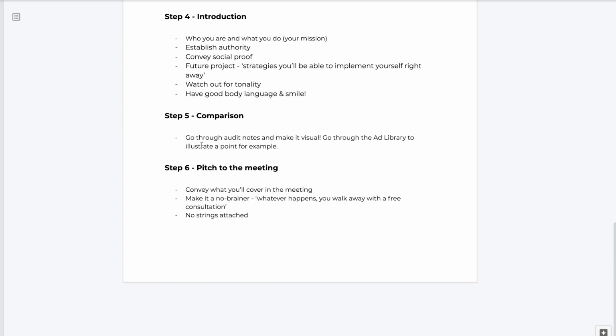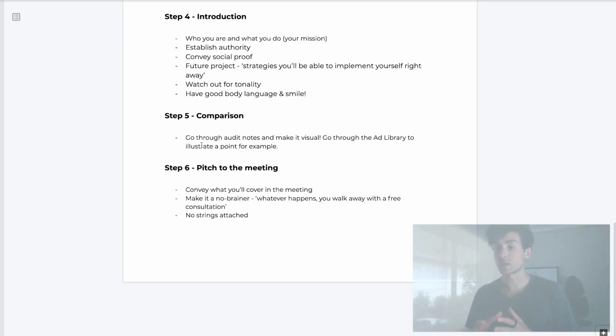And the final thing is you want to pitch the meeting. So what you want to do is you want to convey what you'll cover in that meeting, and you want to make it a no-brainer, no obligation thing. And so you can say whatever happens, you'll still walk away with a free consultation. Whatever happens, my team and I will literally get you sorted with actionable strategies, right, that we're using right now. Whatever happens, you still walk away with a ton of value. I think you get the point. You want to make it a no-brainer, and you want to make sure that they know what to expect from the call. And you also want to let them know that they're not going to be pitched incredibly hard on this call that you're pitching them to.